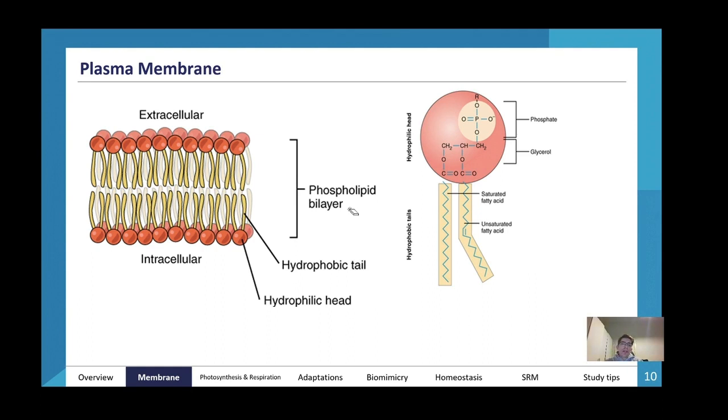What you see in the slides here is, I think, just a clearer image of what I explained before. So that is the phosphate molecule, and those are the saturated and unsaturated fatty acids.